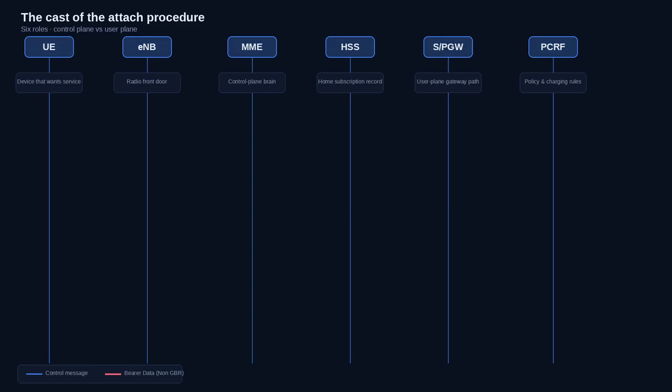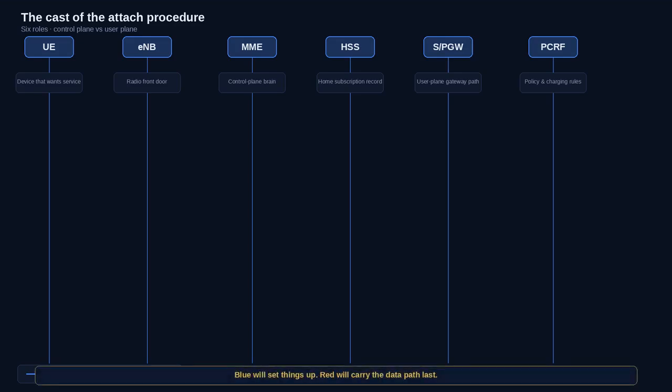2 colors matter for the whole diagram. Blue arrows are control messages, signaling that sets things up. Red arrows are bearer data, non-GBR, the actual user plane path once a default bearer exists. Control first, data last. That separation is the whole plot.